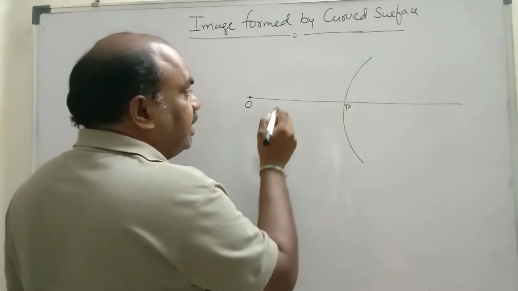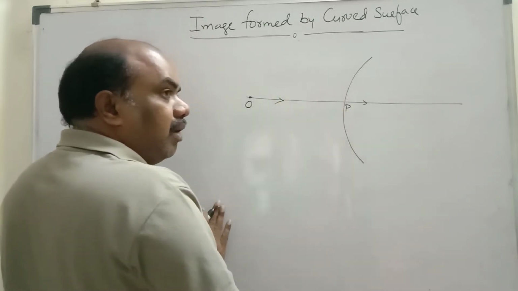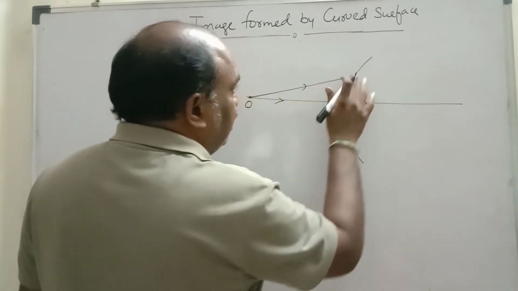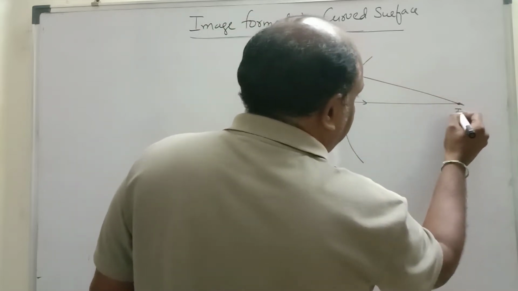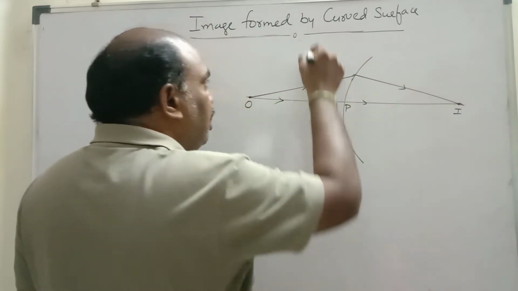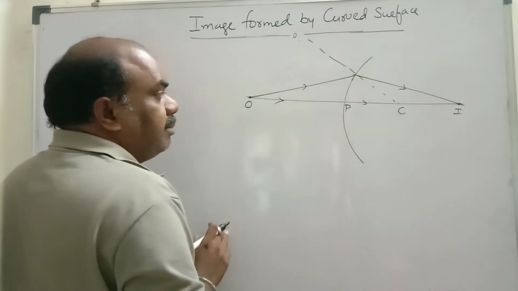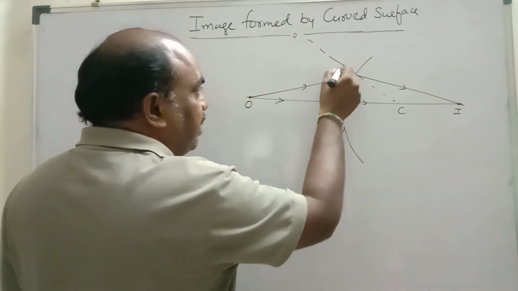To know the nature of the image we need two incident rays. One is going from the optic center on the principal axis and deviates. One more incident ray you take. After refraction it meets beyond the center of curvature. Here the image forms. If you draw a normal, it exactly goes from the center of curvature. Let it be C.